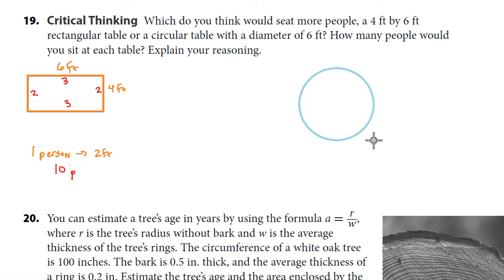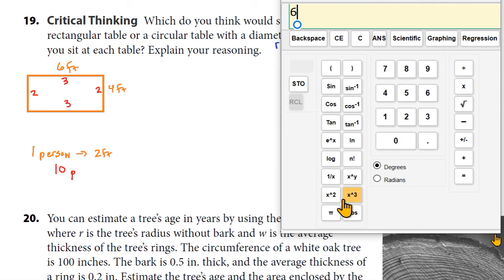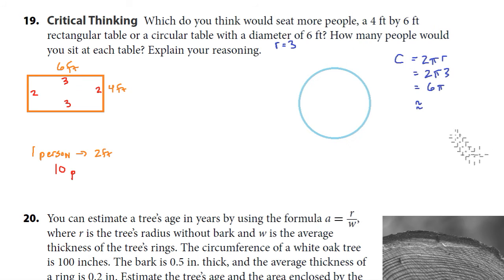All right, let's take a look at a circular table. I'm going to say we've got a diameter of 6 feet, so a radius of 3 feet. So now my circumference is 2 pi r, which is 2 pi times 3, which is 6 pi. And 6 times pi is approximately 18.8.